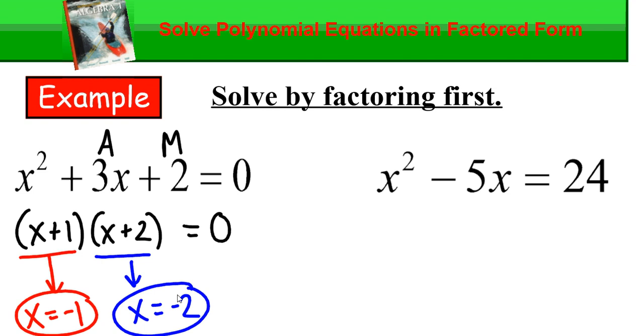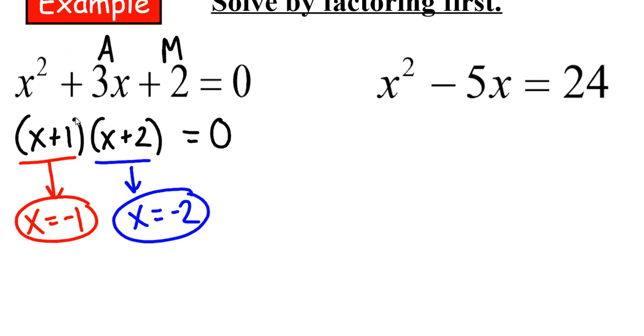Be aware, a mistake a lot of people make here is they say that the answers are x equals 1 and x equals 2. No, the factors are x plus 1 and x plus 2. The factors are just the step that allows me to easily get to the answers. If the factors are x plus 1 and x plus 2, my answers or my solutions have to make the factors be 0. So -1 and -2 are my answers.